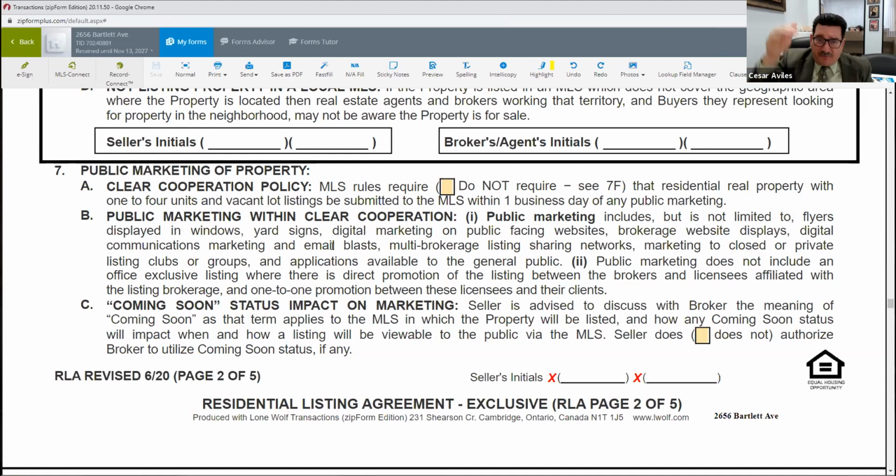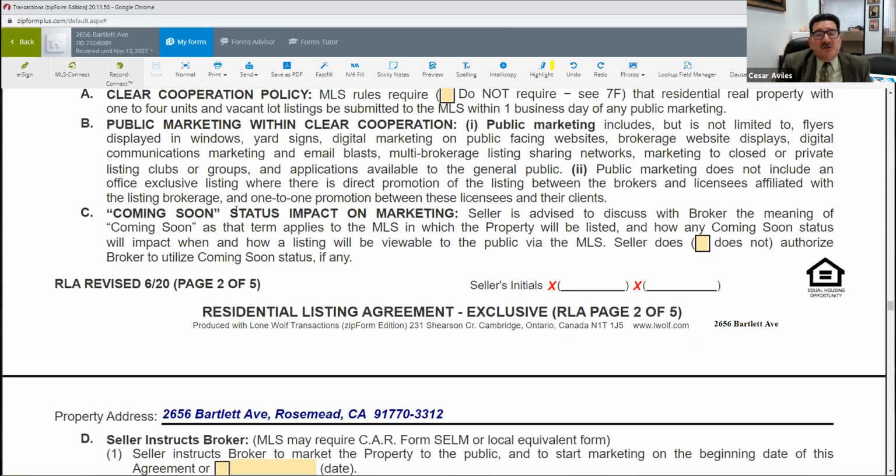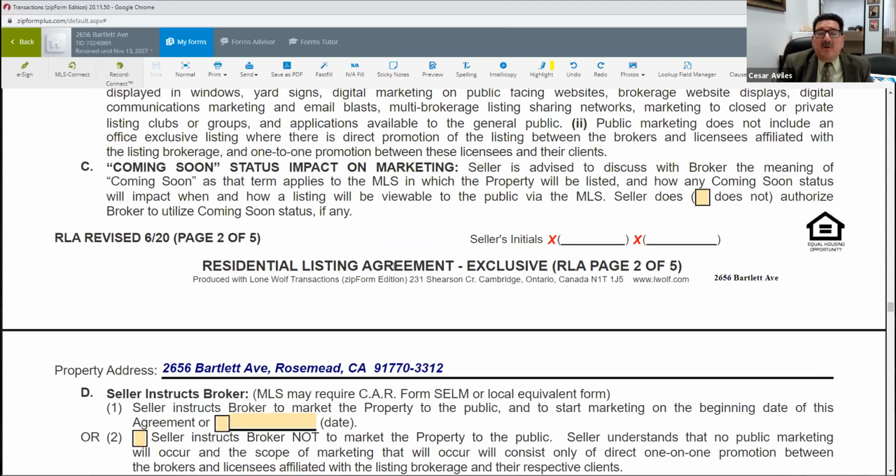Take the listing, fill out all the paperwork, take the pictures and turn in the listing to us, and we will be out of trouble. Right? So make sure that you see the coming soon. What happened when you put listings on the coming soon, and the seller has to give you that permission, right? If the seller does not authorize the broker to use the coming soon status, some people see the sign coming soon, you start marketing it, somebody knows that, and then they can file a complaint against you.